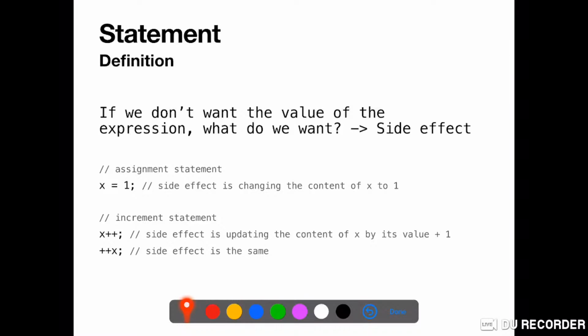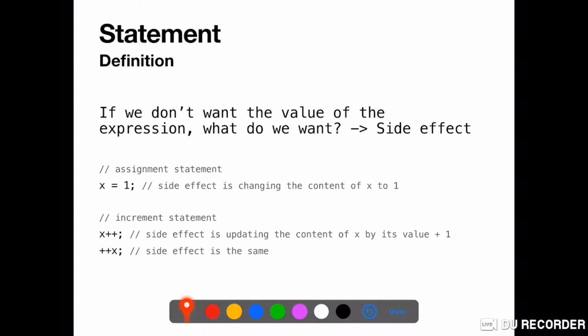We want the thing called a side effect. This is the term used to describe the context or memory that's being changed by carrying out the execution of an expression or statement. So for example, if we assign x = 1, the side effect is we change the content of x to 1. If we do x++, the side effect is updating the content of x by its value plus 1. And ++x has exactly the same side effect, just a different evaluation value.